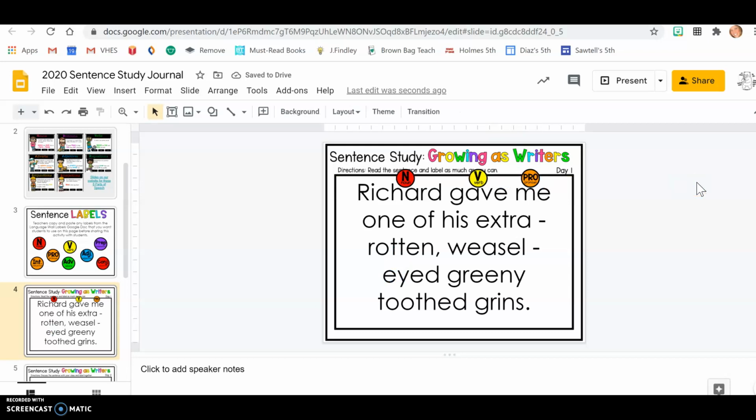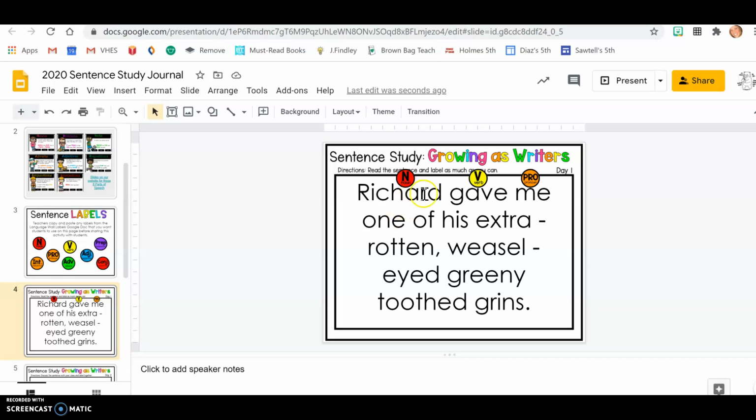Richard gave me one. It's a number. It's not a person, place, or thing because it doesn't name a thing. I don't know what one is, so I don't think that's anything. So I'm going to skip that one. It's not an action. It's not the position of something because it's a number.